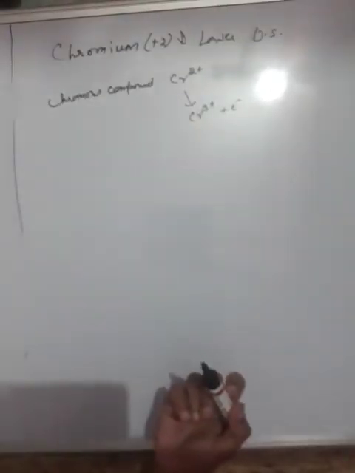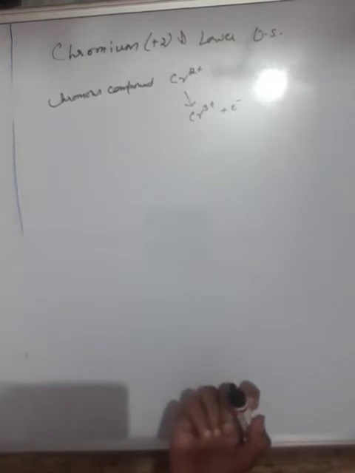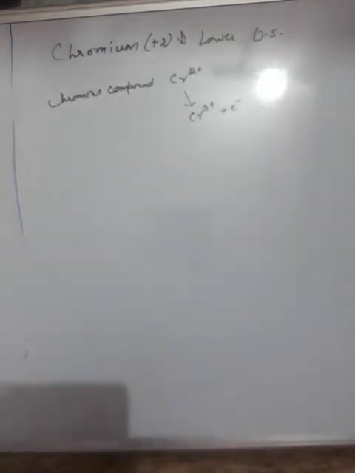and chromous compounds can be easily oxidized in the air to the chromic compounds, or the plus 3 oxidation state compounds. And now let's discuss the chromium plus 2 compounds.